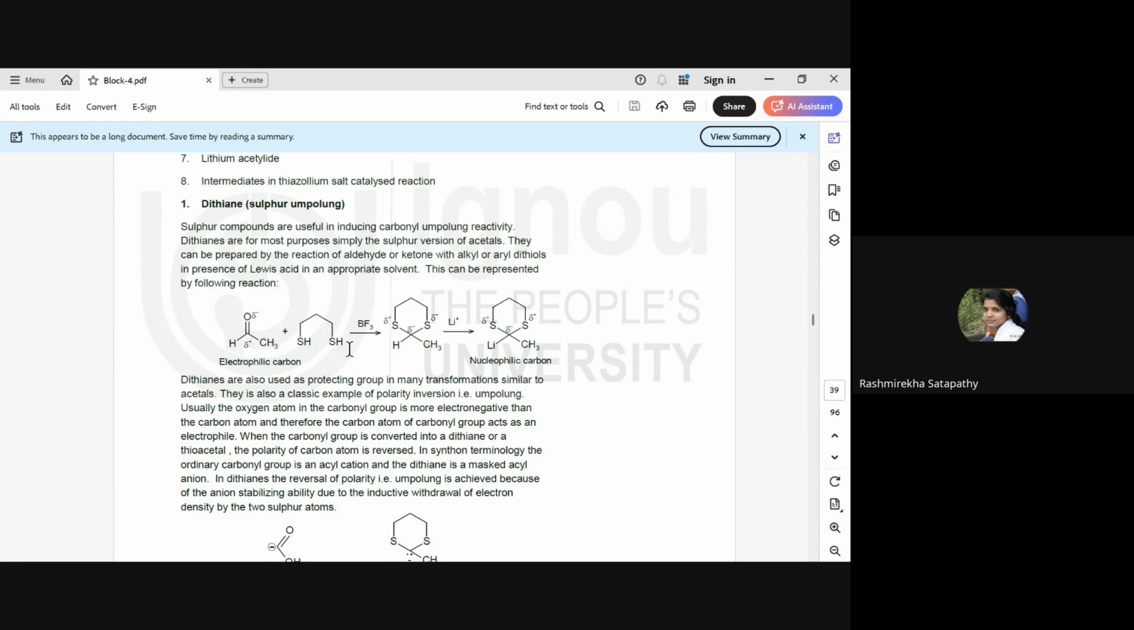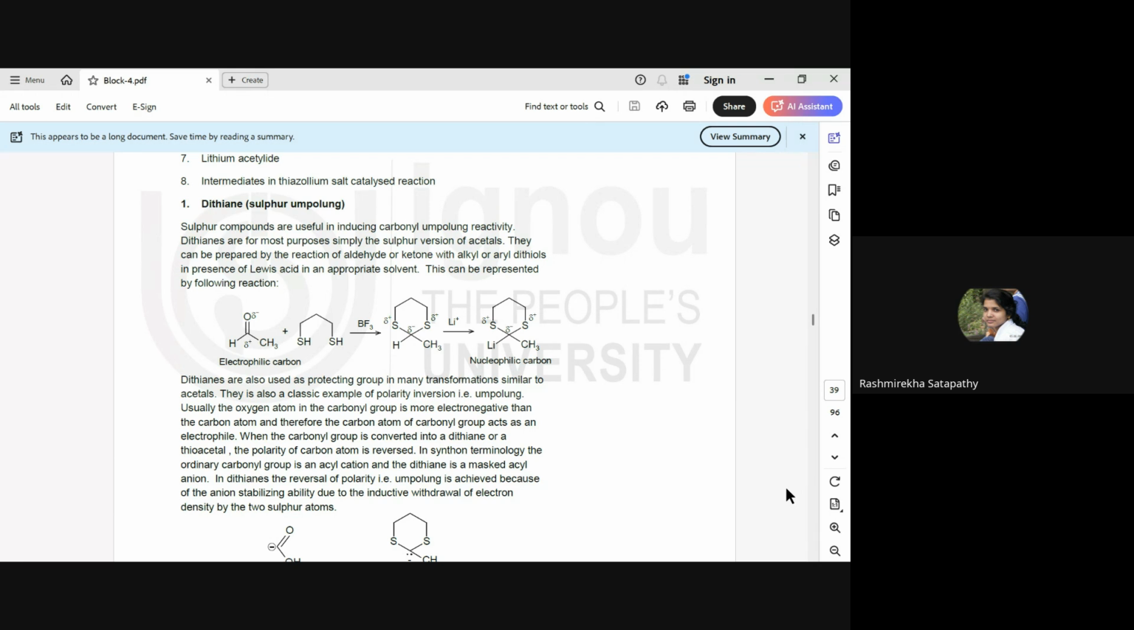Dithiane formation in the presence of a Lewis acid in an aprotic solvent. It is a dithiane, the ketone protecting group. This dithiane is attached here. In the presence of lithium, this hydrogen is replaced by the lithium atom, giving a nucleophilic carbon. The alkyl and aryl dithiol in the presence of a Lewis acid and appropriate solvent can be represented by the reaction.